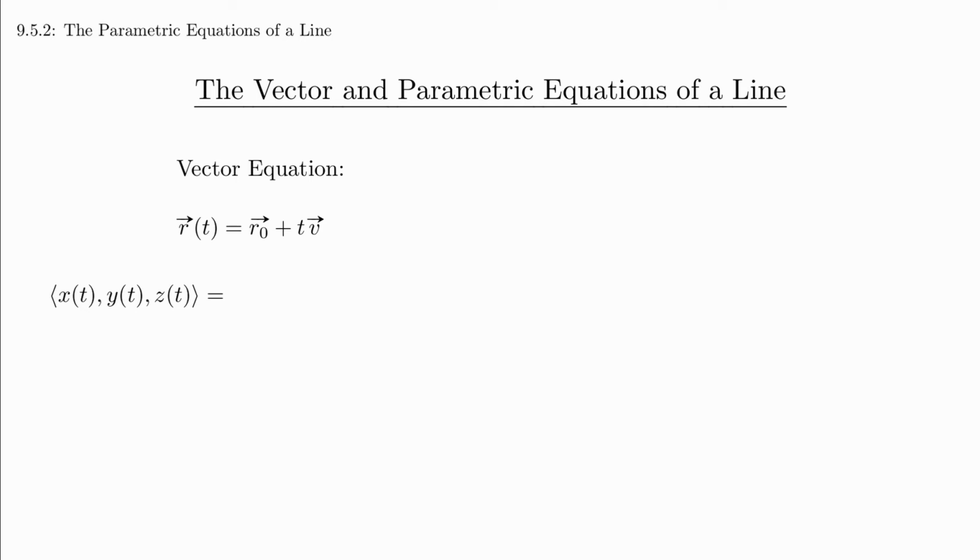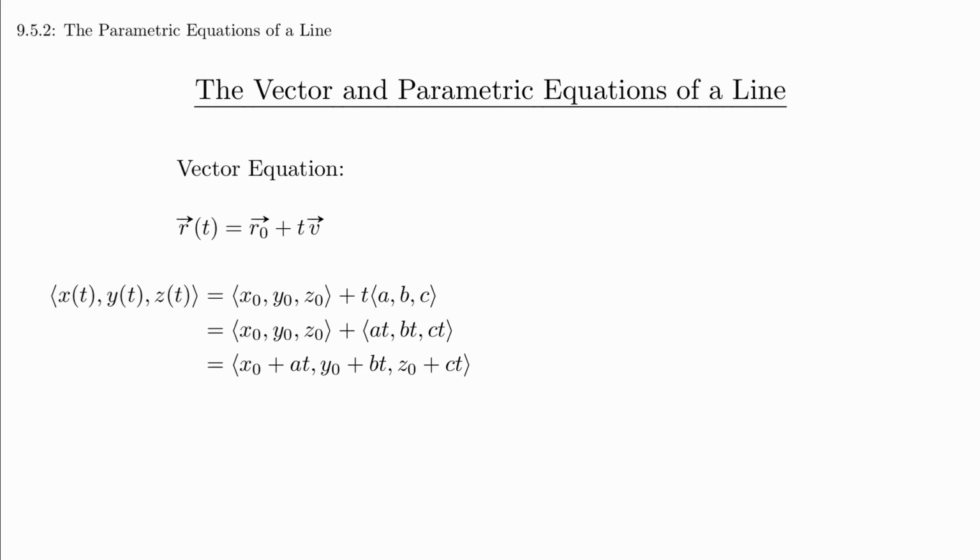Notice that each coordinate is itself a function of t, since all the coordinates are subject to change if we change the value of t. We can call the starting position vector x0, y0, z0, and the direction vector a, b, c. By plugging this in and doing some algebra, we get this equation. Remember that 2 vectors are equal when each of their corresponding components are equal, so we can turn this one vector equation into 3 equations. The collection of these equations is called the parametric equations of a line.